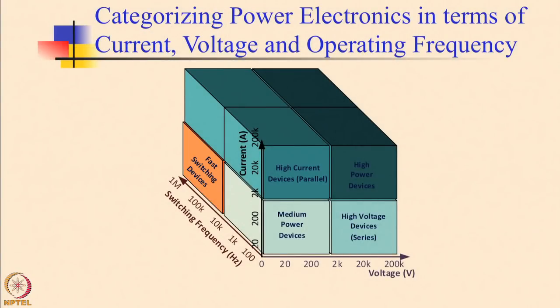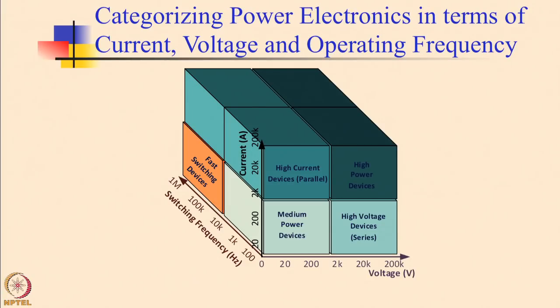Now, one way of categorizing power electronics is by looking at this diagram, which shows the three-dimensional space of voltage, current and frequency. What it means is that if I consider a basic device, which exists today with maximum current and voltage capability, and I just use this device for my power converter, then the resulting power electronic system will come in what is called the medium power domain.